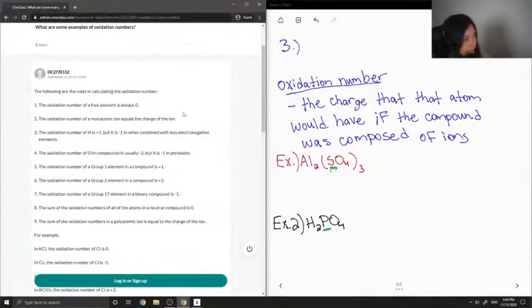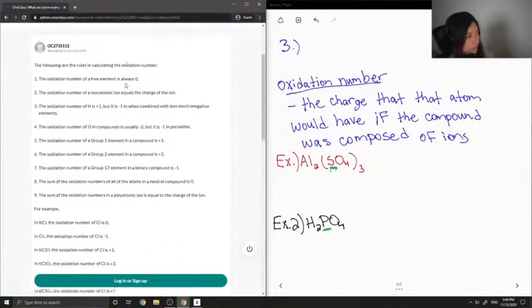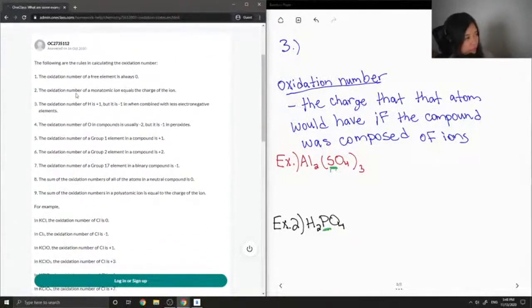Okay, so first I'm just going to read a few of the rules that'll help us calculate the oxidation number. So over here, the junior tutor has helpfully written down all of the different rules. The first one is that the oxidation number of a free element is always 0. What they mean by a free element is that if it's in its solid form or its gas form and it's just something you find in nature and not a part of a compound, then its oxidation number will always be 0.